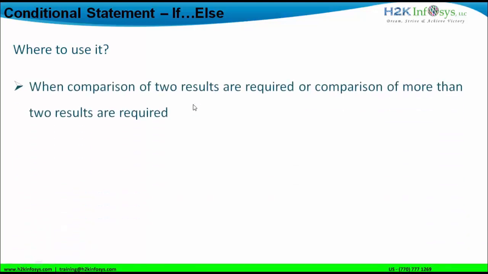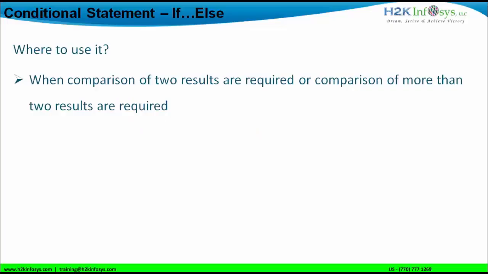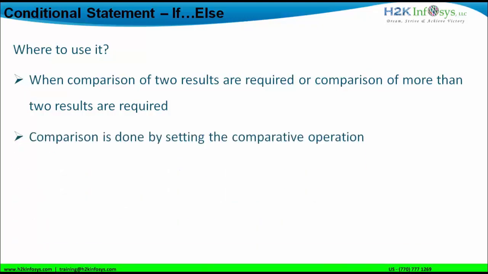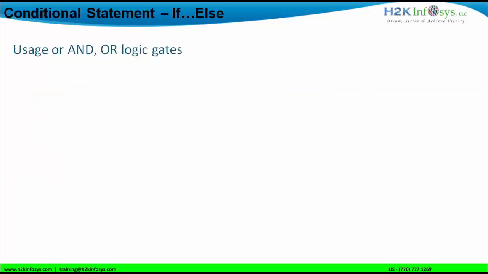Where do we use conditional statements? When comparing two results, we need to use conditional statements. When we need to compare, let's say, more than two results, we can also use conditional statements. We'll see an example of this. Now, how is the comparison of two results done? Comparison is done by using the comparative operators. If the condition in the comparison operator is true, a specific result is thrown out. If the condition in the comparative operator defined is false, a specific result will be thrown out.